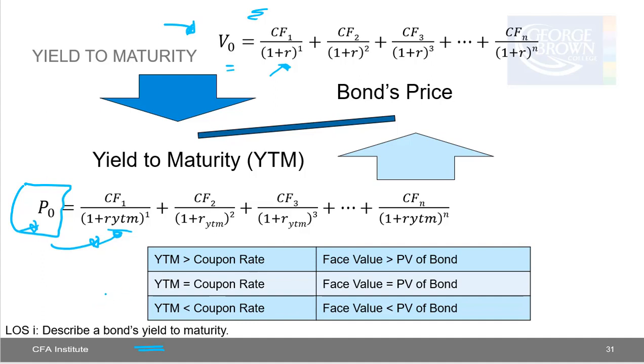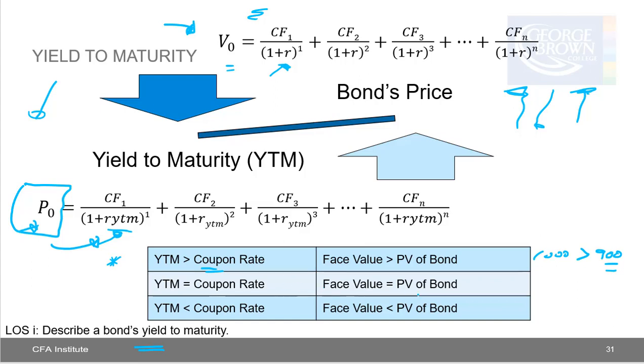So it's important to understand, as we said, the inverse relationship between yield to maturity and bond price. If you decrease the yield to maturity, you're going to increase the bond price, okay? Or if bond prices go down, it's going to increase the yield to maturity. And a little table here: if the yield to maturity is greater than the coupon rate, the face value is greater than the present value of the bond. So if you put in a hypothetical example, face value is 1,000, and it's greater than the present value of the bond, say 900, you can see that the bond is trading at a discount.